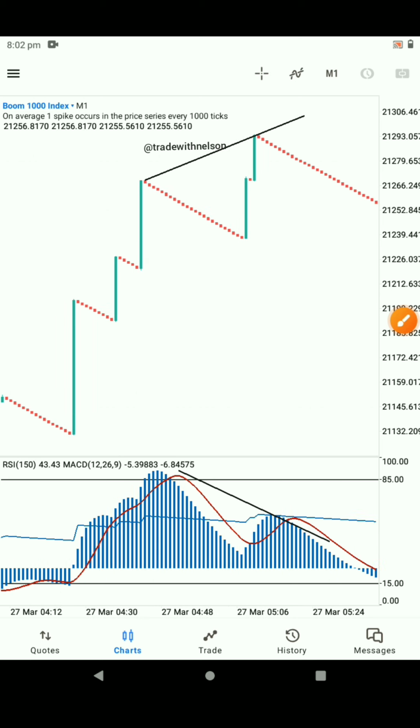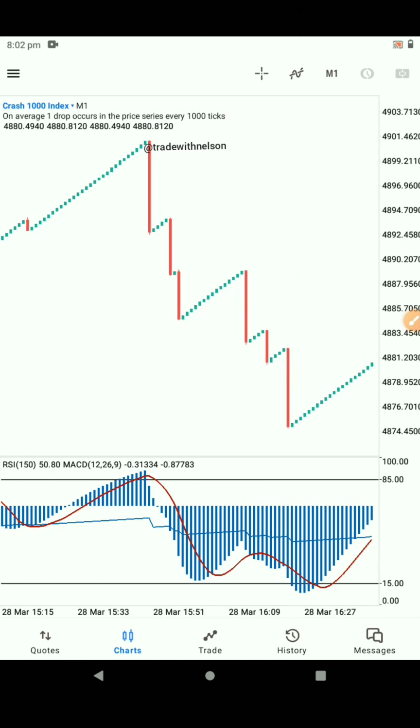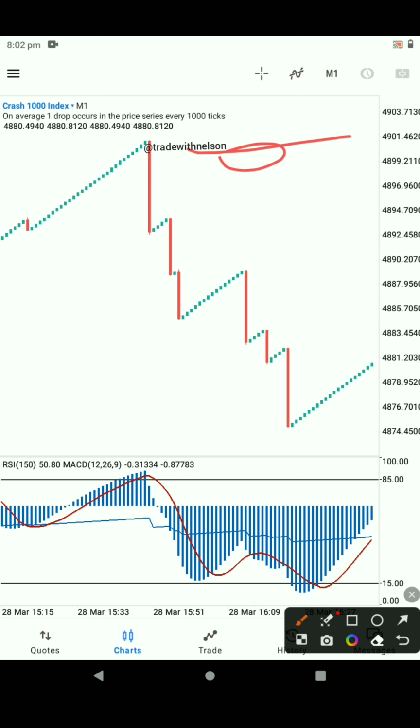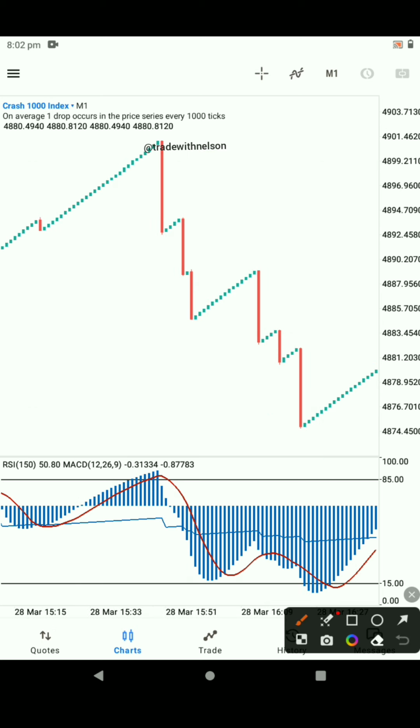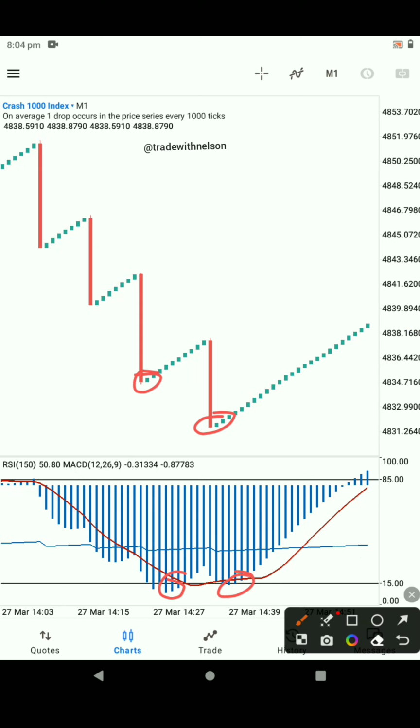So now let me show you 1 or 2 examples in the crash market and also explain to you how you can use it. This is Crash 1000. So here, like I said, in the bull market, we are focusing on the upper spike. Here we are focusing on the lower spike because the crash market is spiking to the downside. So over here is a very good example. We have a low and a lower low, and in this place we have a low and a high.